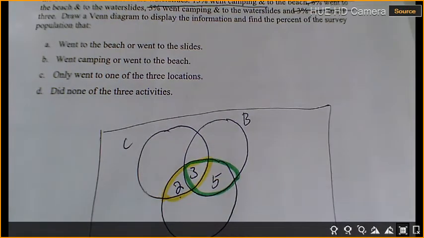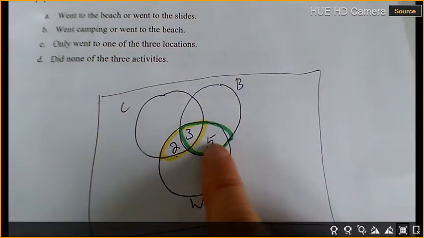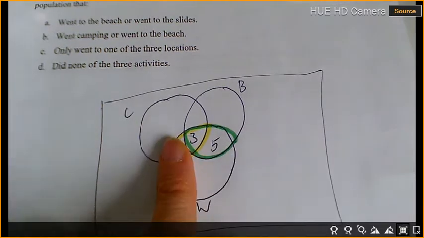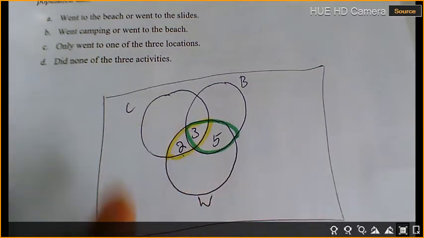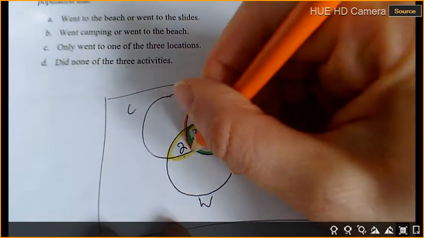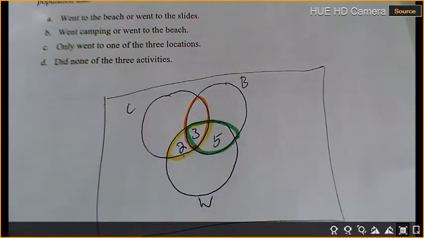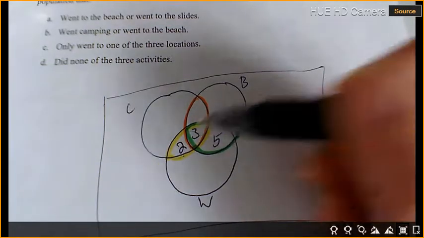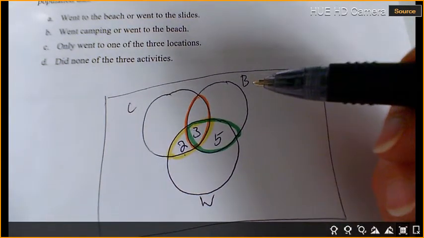Now, 3 and 5 makes 8. Nope, we're just looking at the green. Now we're going to look at the orange right here. We're going to call this orange. Right in this spot. It needs to be 15. So I've got 3. How much more to make 15? 12.